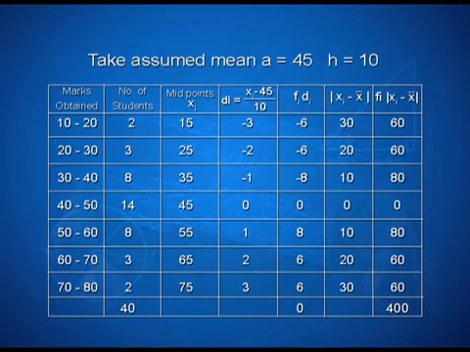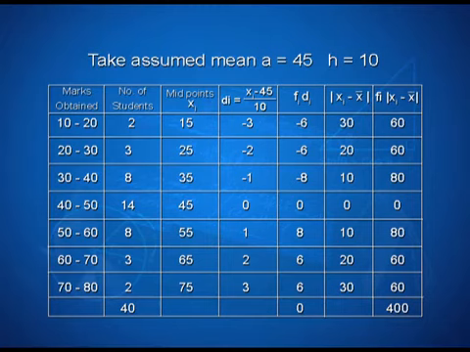Next column is for fi di, that is the product of frequencies and deviations, and the next column is for the absolute value of xi minus x bar, and the last one shows us the product of fi and the absolute value of xi minus x bar. Now, we take the midpoints of the 10 to 20 class interval, we get here 15, 20 to 30, we get here 25, similarly for all the classes. Looking at the deviation (xi minus 45) upon 10, we take (15 minus 45) upon 10, that gives us minus 3. Similarly, (25 minus 45) upon 10 gives us minus 2, (35 minus 45) by 10 gives us minus 1, (45 minus 45) by 10 gives us 0, and so on.